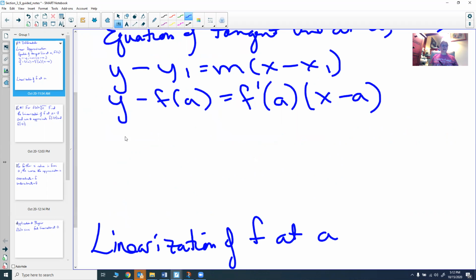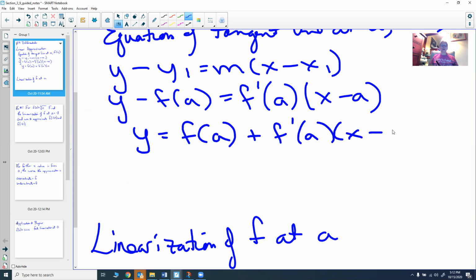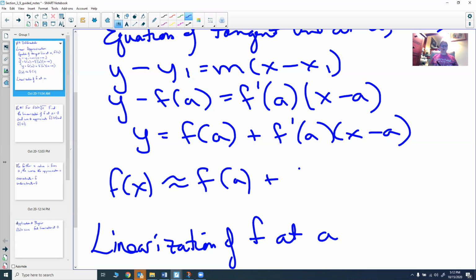We can simplify this a little bit just to get y by itself. We're going to add f of a to both sides. So f of a plus f prime of a times x minus a. Now that's the tangent line. Near the point a, that tangent line will be approximately the same as the function value. So f of x is approximately equal to f of a plus f prime of a times x minus a.